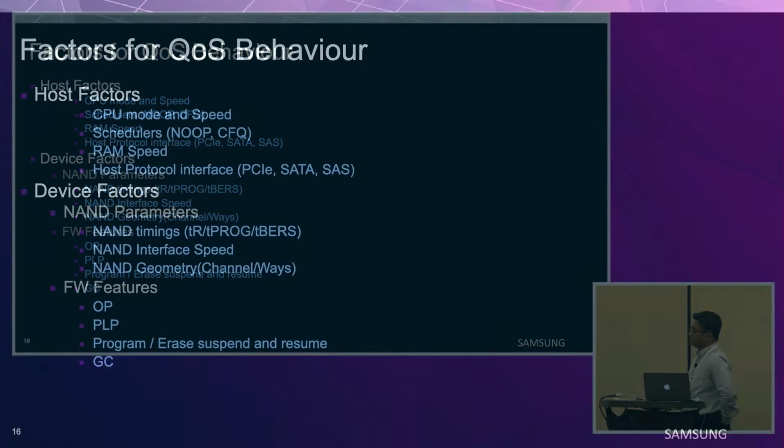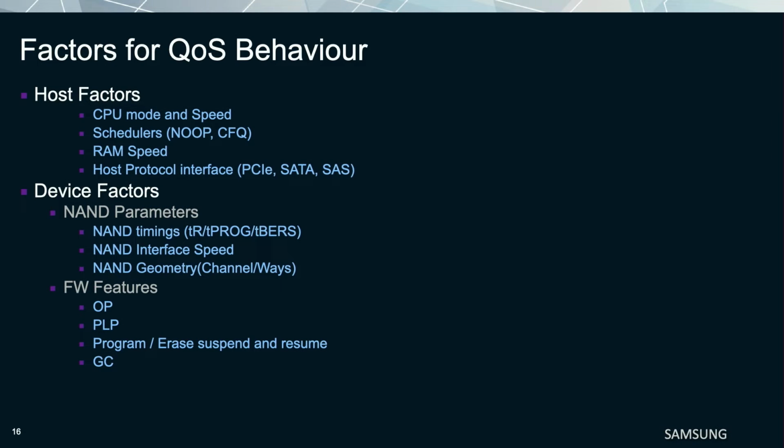Factors for the QoS behavior, we can see: host factor and device factor. We'll ignore the host factor for this session. We all know CPU mode, schedulers, RAM speed, the protocol interface. So let's assume host factors are fine. We'll cover the device factors because our session is based on this.